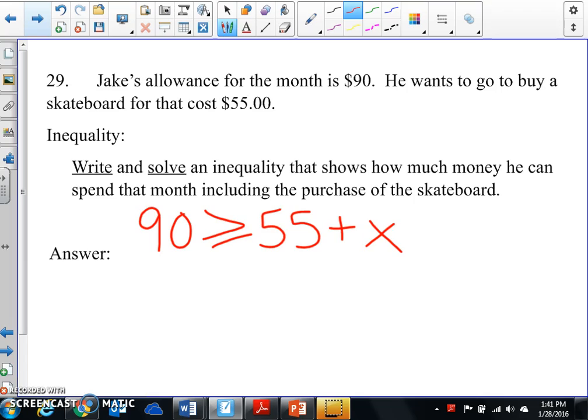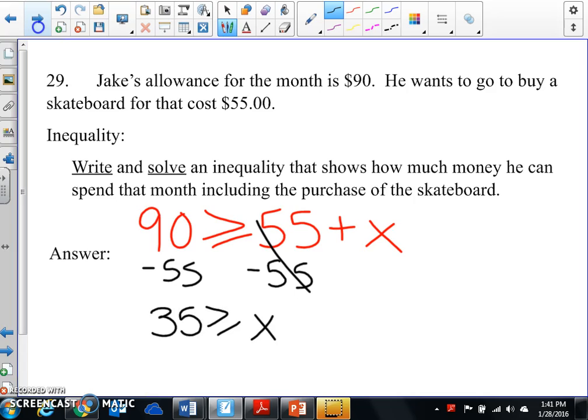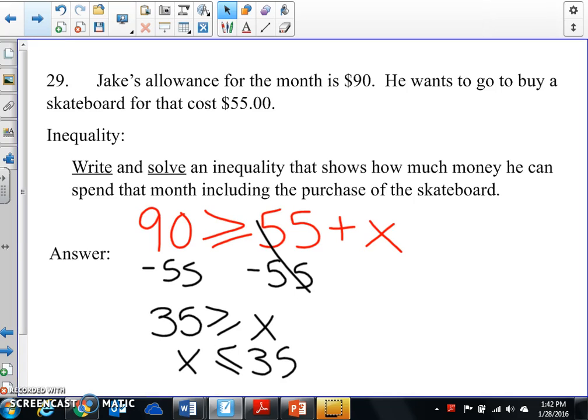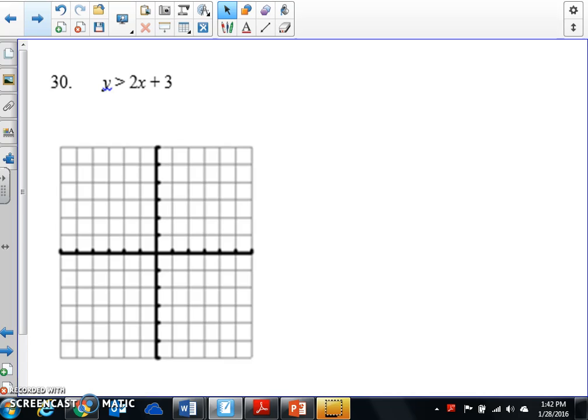So now it says solve the inequality that shows how much money he can spend that month, including the purchase of the skateboard. All we have to do is subtract 55. Those would cancel. 90 minus 55 is 35. And then just for good measure, I'm going to go ahead and flip it. All right, so we're going to go ahead and graph.